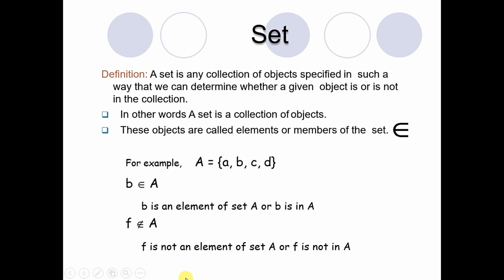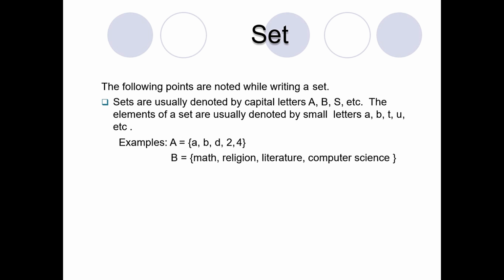Alright, let's continue. The following points are noted while writing a set. Sets are usually denoted by capital letters like A, B, S, etc. The elements or the members of a set are usually denoted by small letters such as a, b, t, u, etc. For example, we can use the name of the set as set A, and the elements are a, b, d, 2, and 4. Or we could also say another set, capital B, in which the members are math, religion, literature, and computer science.